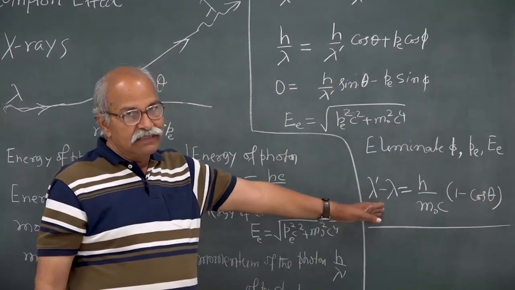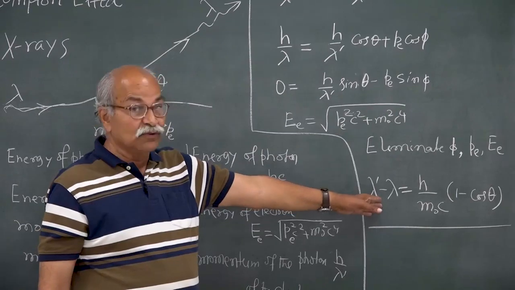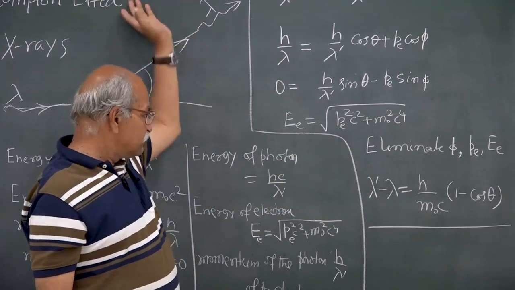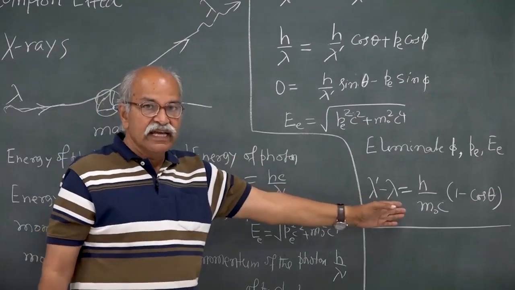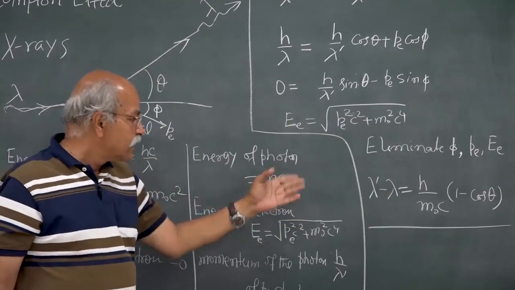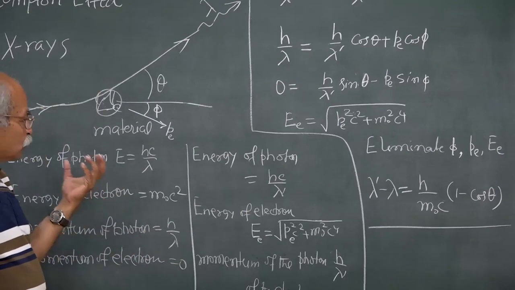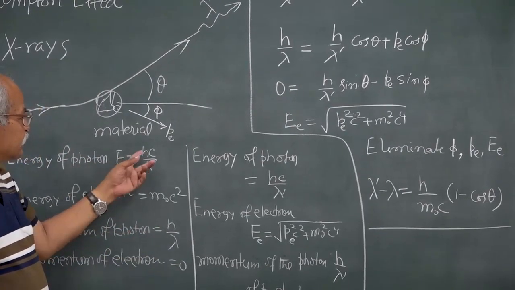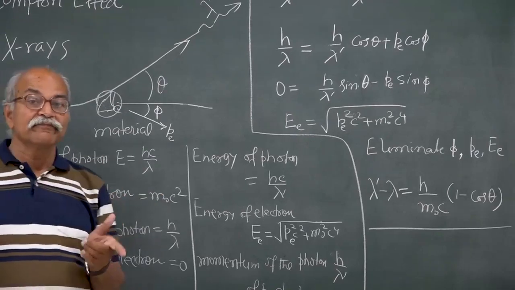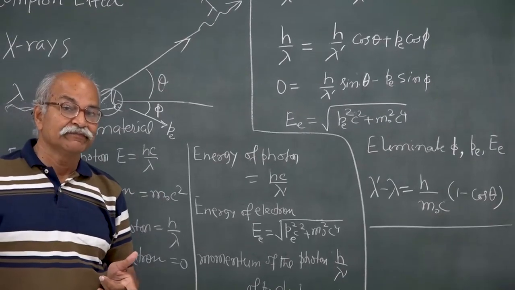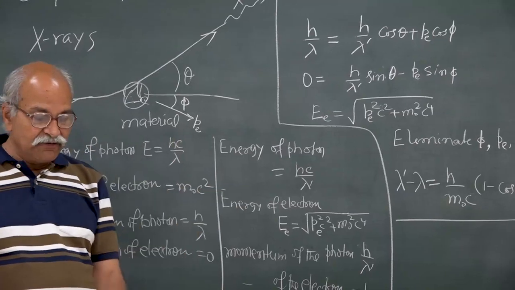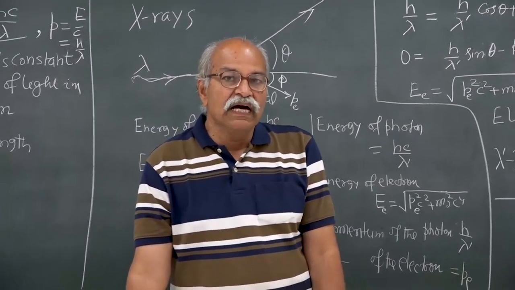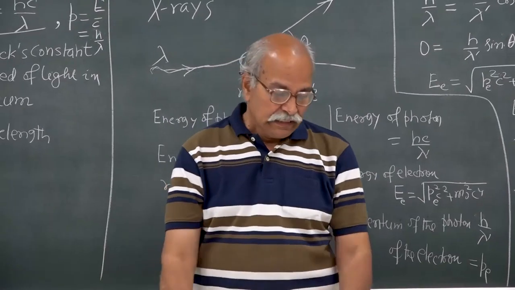And this is the experimental result also. Experiments give results which are consistent with this, and which very well show that light, when it presents itself as photons, has energy hc by lambda and momentum h by lambda. So, you can do all kinds of dynamics problems where photons are involved.